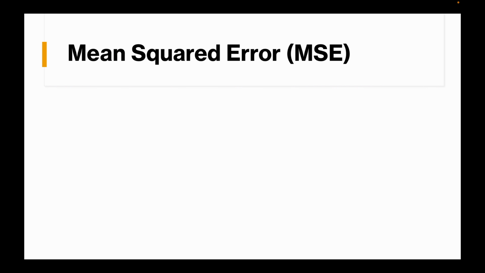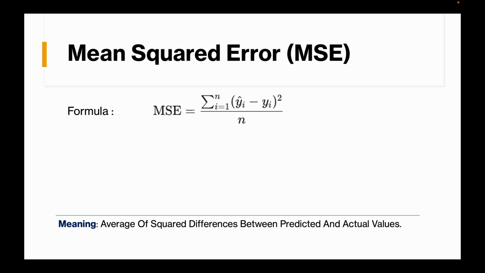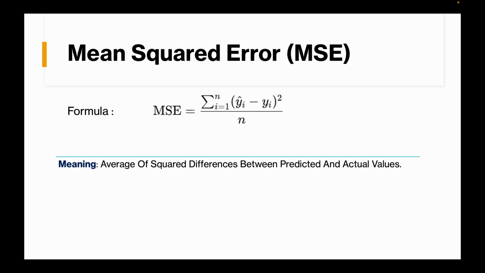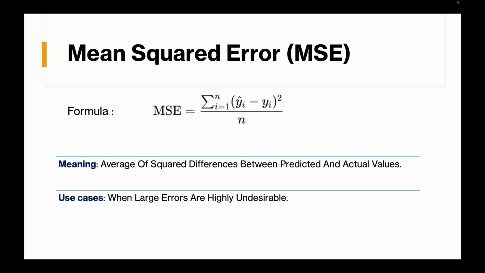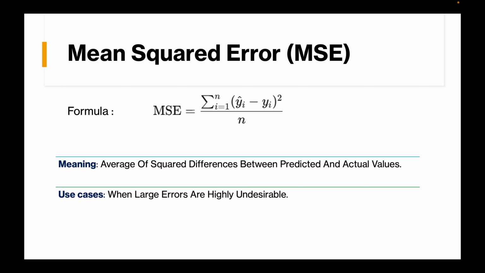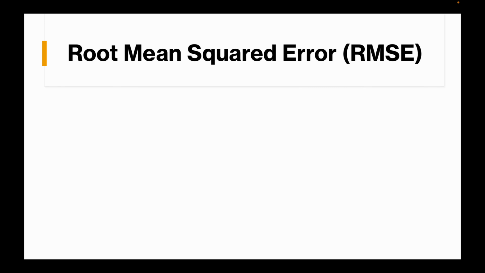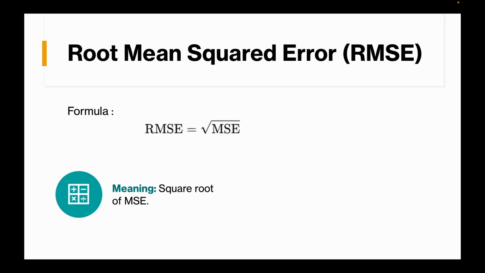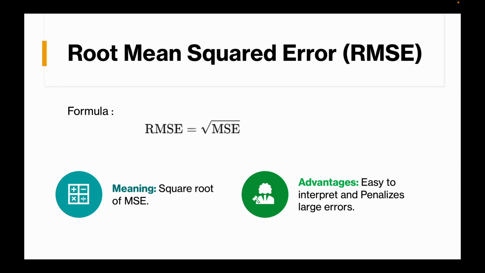Mean squared error MSE. This is the formula for MSE, meaning the average of squared difference between predicted and the actual values. The use case can be when large errors are highly undesirable, for example, in stock price forecasting. Root mean squared error or RMSE. So the formula is square root of MSE. Therefore, RMSE brings error back to the original unit scale. The advantage of using this metric is it is easy to interpret and it penalizes large errors.